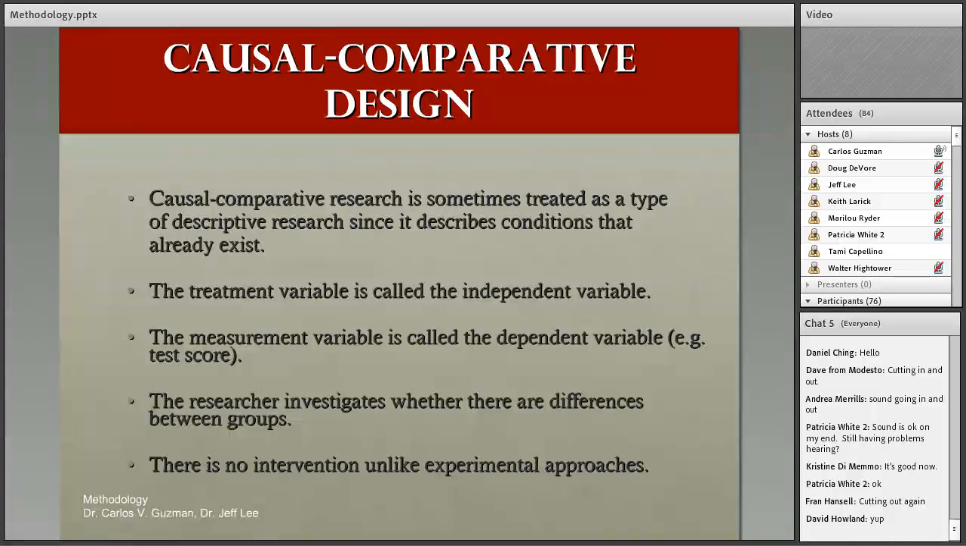And what's referred to as the treatment variable, that's what we call the independent variable, because that is the variable that may have some type of impact on the quantitative measurement that we're doing. Again, something like teaching method or instructional strategies, as an example, could be an independent variable that could impact student performance as measured by some type of test.